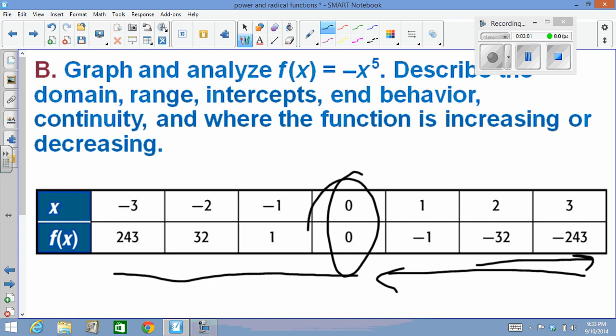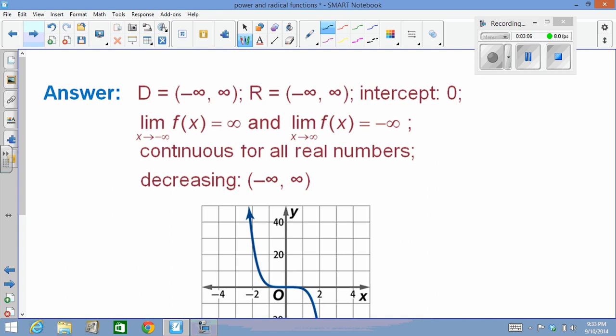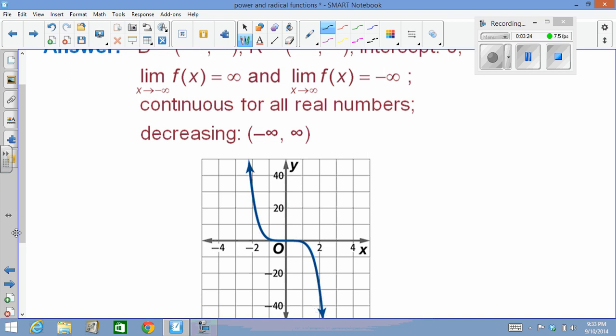Again, I'm still going to have an x-intercept at 0. So if I were to look at my answer, my domain is going to go from negative infinity to positive infinity because there's no denominator to take out any of the numbers to make some sort of discontinuity. This time my range is going to go from negative infinity to positive infinity. Our intercept is going to be at 0. As x goes to negative infinity, y is going to go to positive infinity. And as x goes to positive infinity, y goes to negative infinity. And we know that it's going to be continuous, and it's always going to be decreasing because it's always going down.